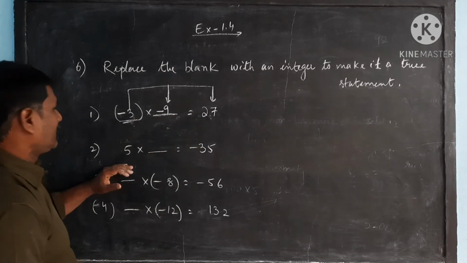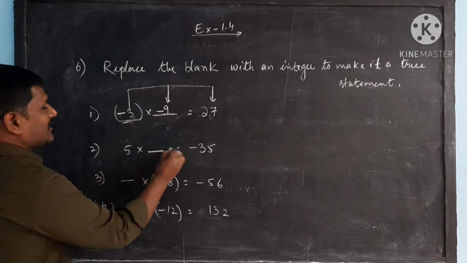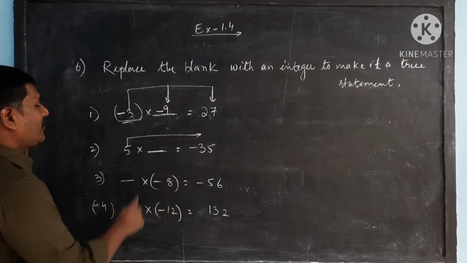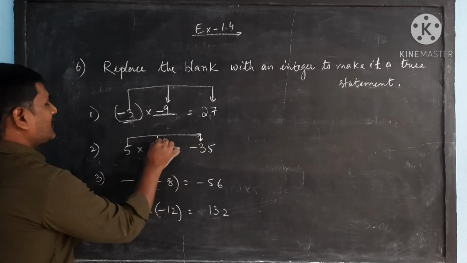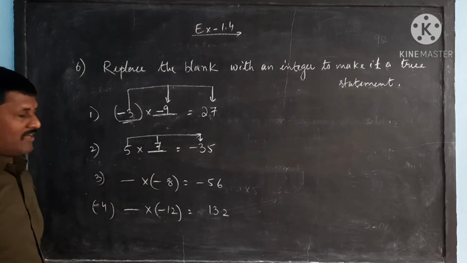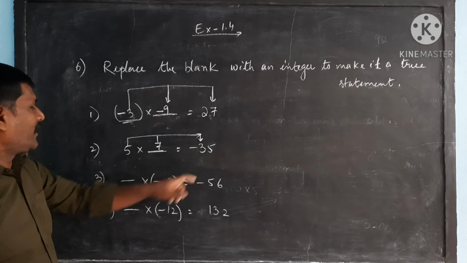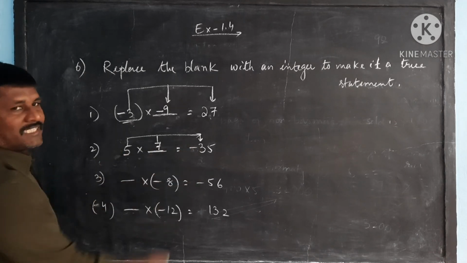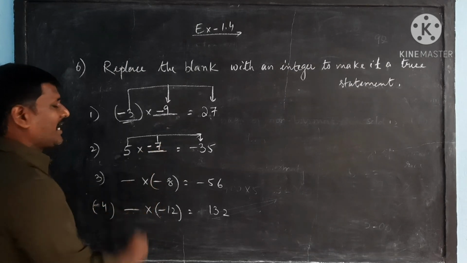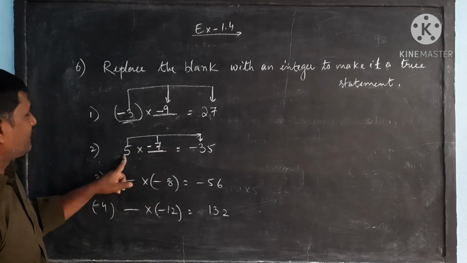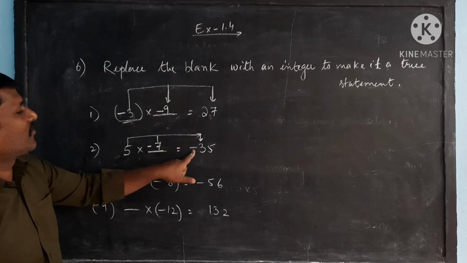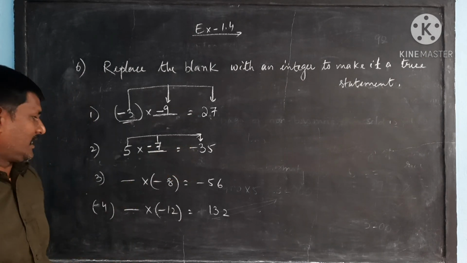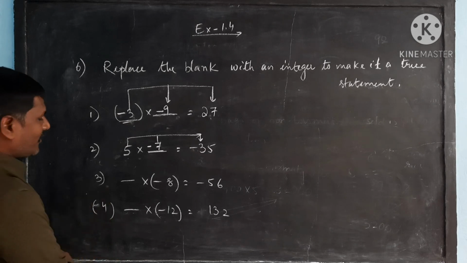The second statement: it is given 5 into blank, you will get minus 35. As you know, the number that should be multiplied by 5 to get 35 is nothing other than 7. 5 7s are 35. But here there is no sign of negative, and the answer is negative. So you must add a negative sign. That means 5 into minus 7 is equal to minus 35. As you know, plus into minus is equal to minus. Let us see the third one.